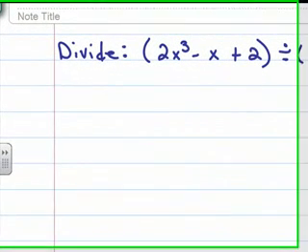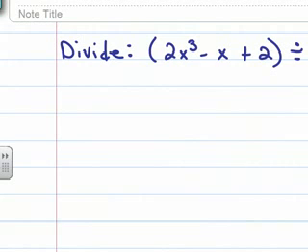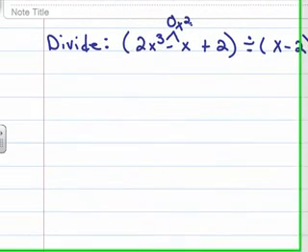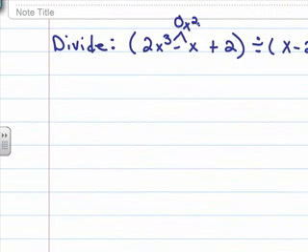Now, the thing about this problem is that you need to notice it jumps from x cubed to just a single x, so we need to add in a 0x squared because you need to account for all powers in descending order. Now, some problems you won't have to do that, others you will. You just need to check to see which powers are there.